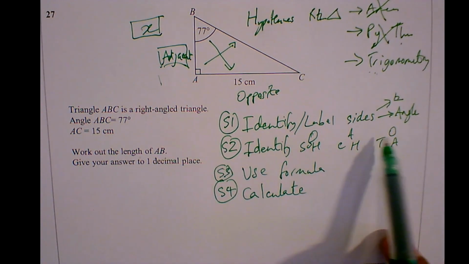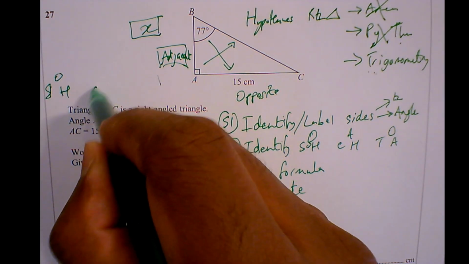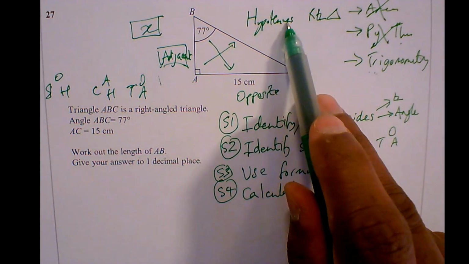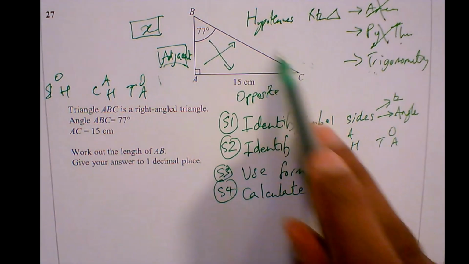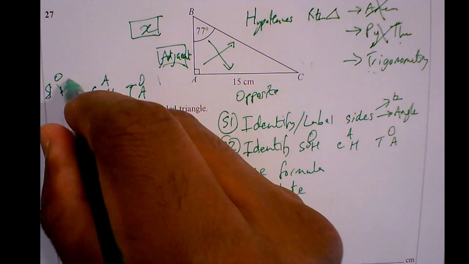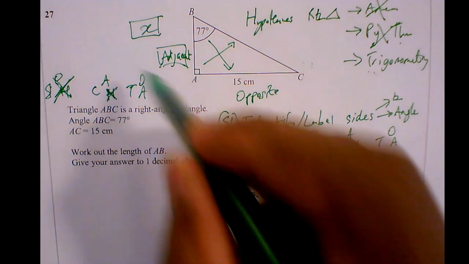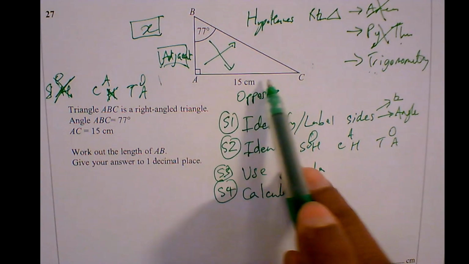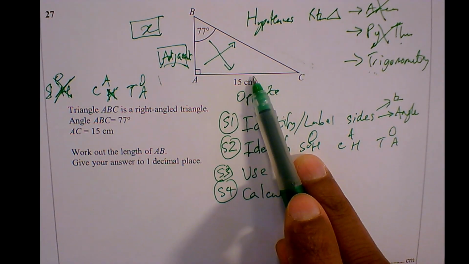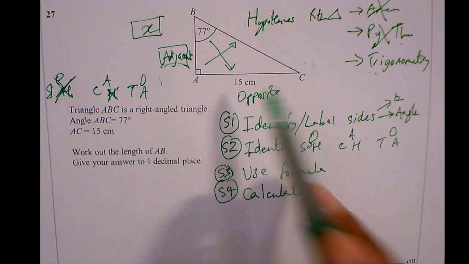Step 2, identify SOHCAHTOA. So I'm just going to rewrite SOHCAHTOA here. If I look at hypotenuse, I have nothing here. It can be an unknown, but I've got nothing here. So I'm not using H, so I'm going to cross H out. Next one is angle. Opposite the angle is my opposite side. Now, opposite this is 15. So I am using this 15, I'm going to be using opposite.